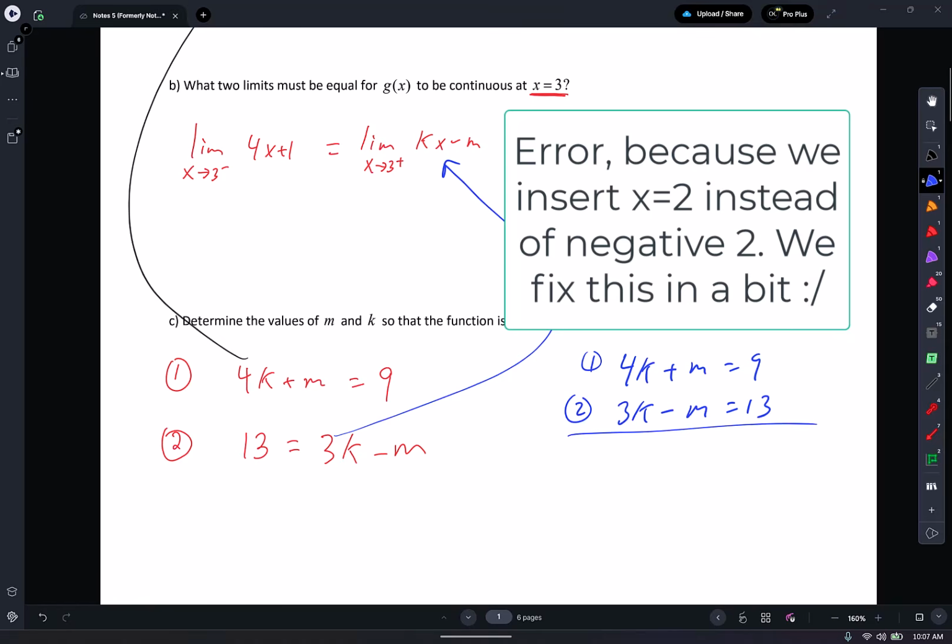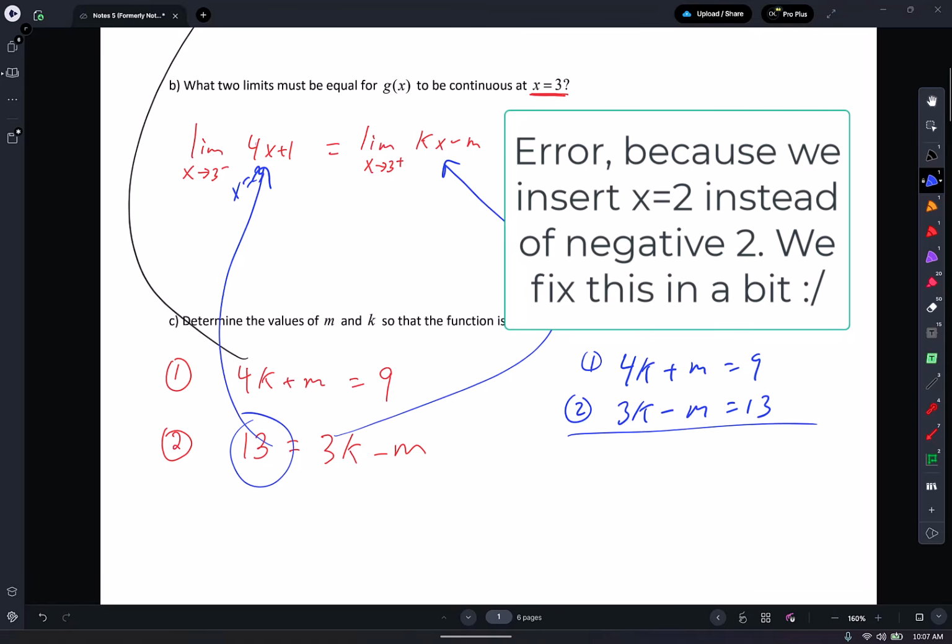This is why algebra is so important. If your algebra game is weak, then your calculus is going to be weak because then you won't know how to tackle it, right? From right here, I plugged in x equals 3 in there. 4 times 3 is 12 plus 1 is 13.